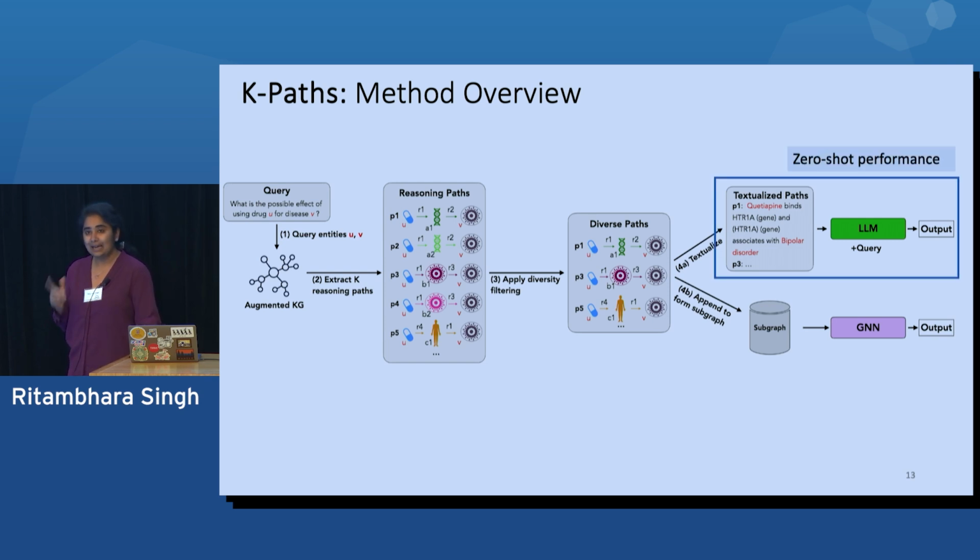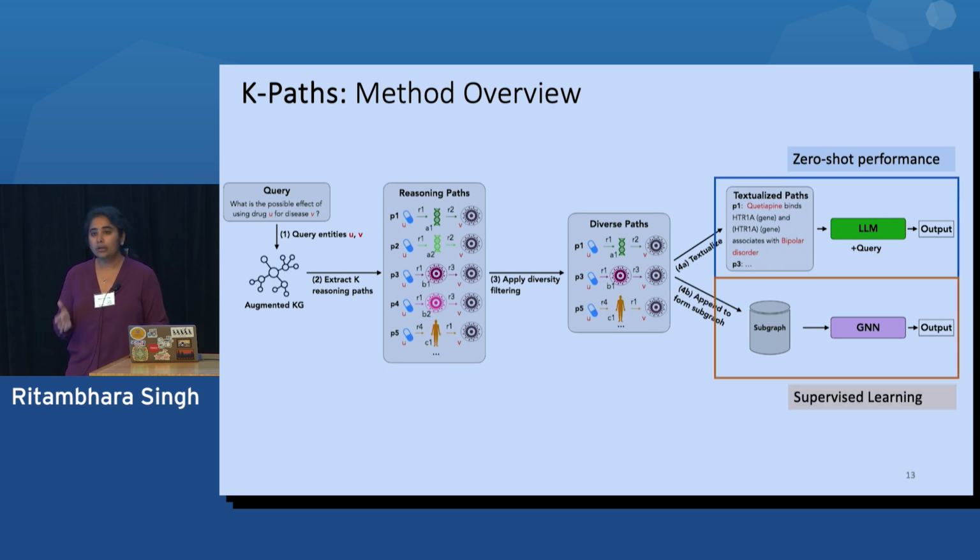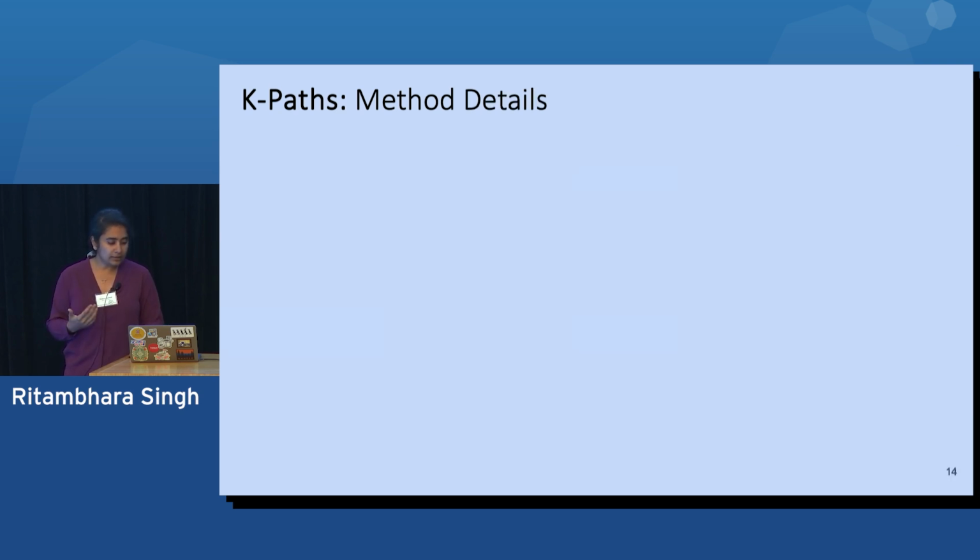First, it does help with the zero-shot performance predictions of the LLM, so we can combine it to improve that performance. But if you still wanted to do supervised learning, we end up extracting these really small subgraphs so that your GNN can still train efficiently without having to deal with the computational complexity of training on an entire knowledge graph. So it has both these benefits. So let's look at the steps one by one.